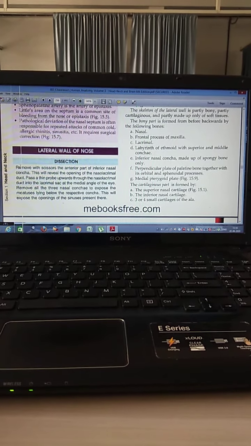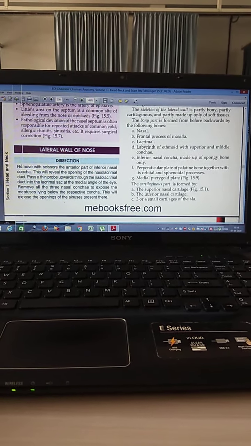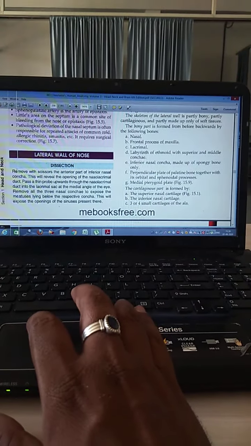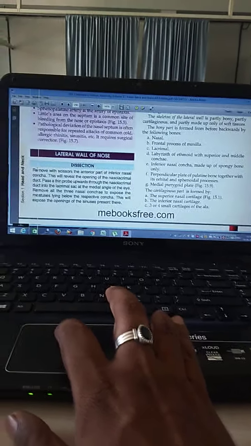The cartilaginous part is formed by the superior nasal cartilage and the inferior nasal cartilage, and 3 or 4 small cartilages at the ala.